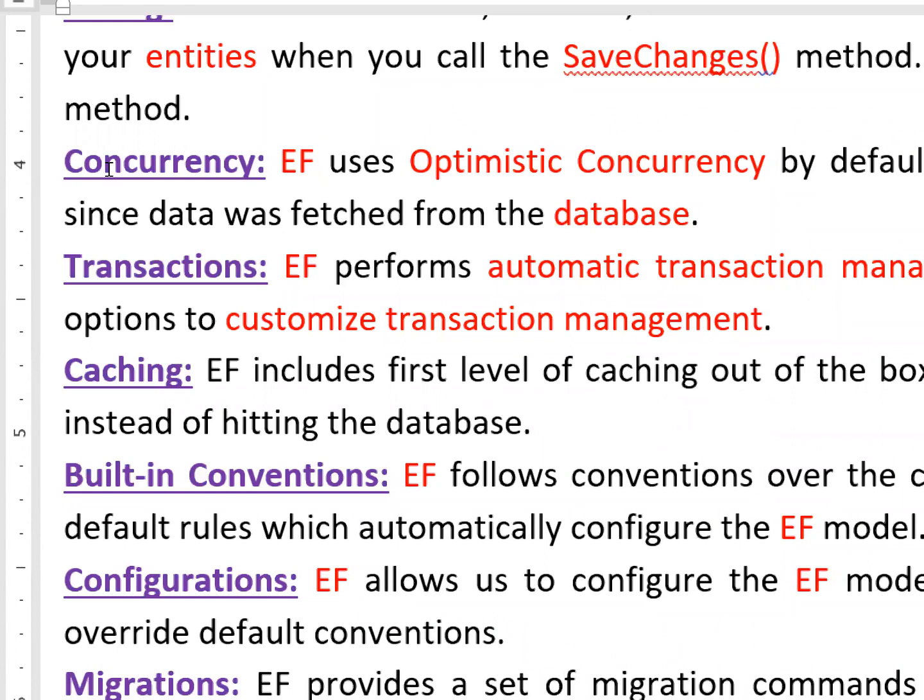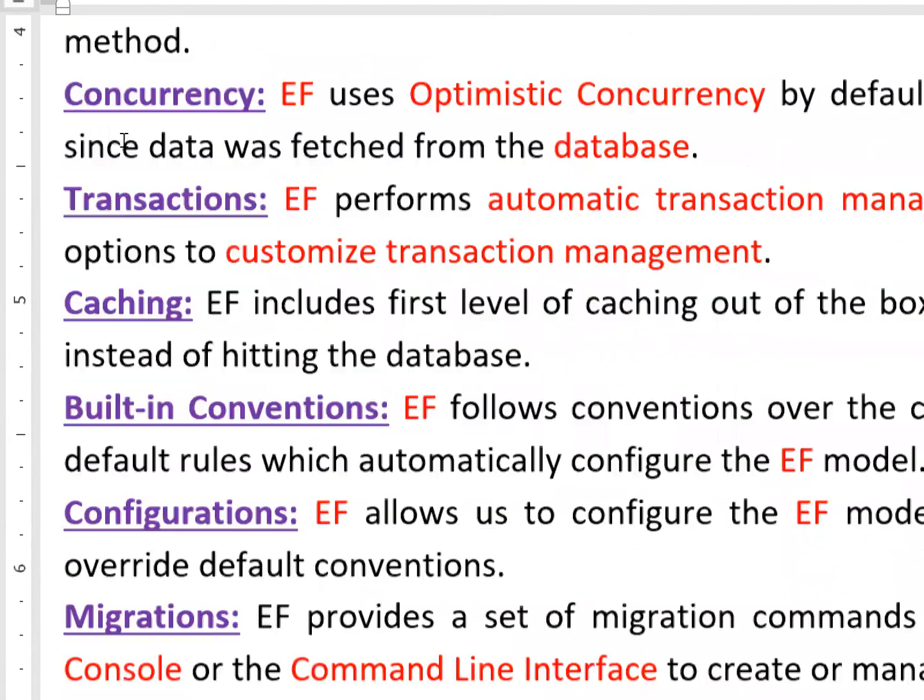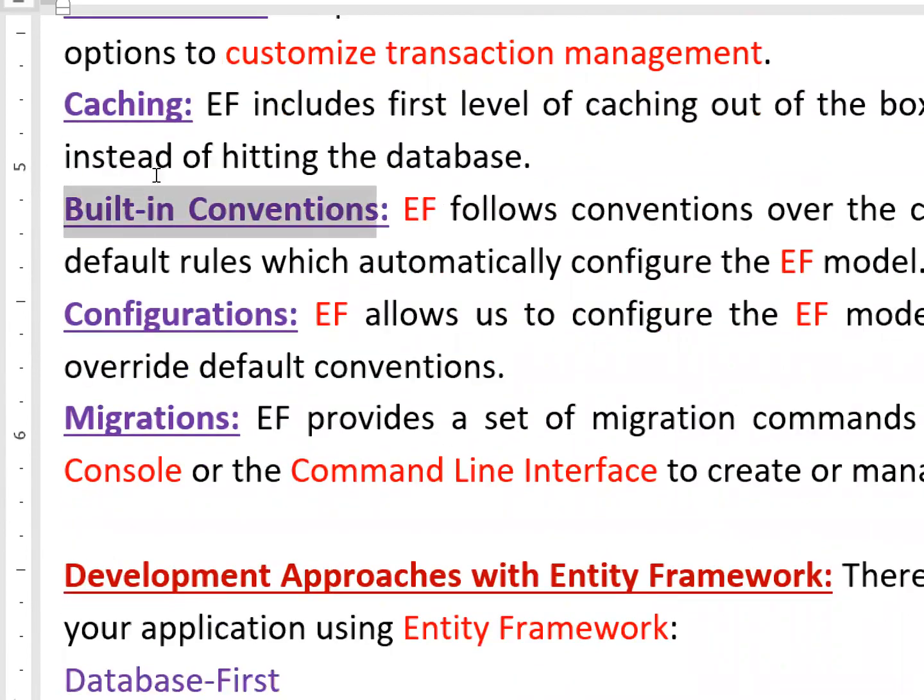Caching. I'm just giving an overview, that's all. What is caching? Caching is a mechanism of storing the data in memory so that every time, without connecting to the database and loading, it can make use of the data which is present in the cache. We will see all those things practically. No worries. Built-in conventions. What are built-in conventions?